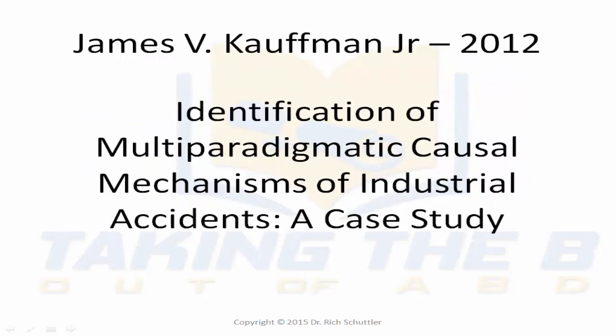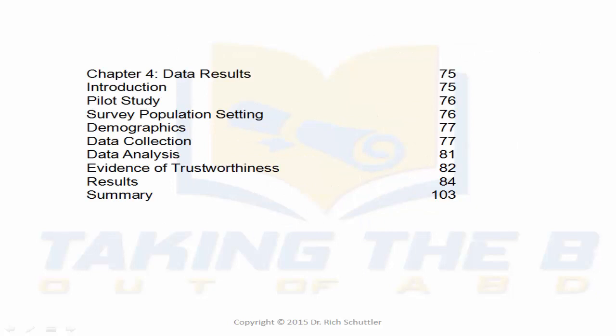Now, Dr. James Kaufman, in his 2012 dissertation titled Identification of Multi-Paradigmatic Causal Mechanisms of Industrial Accidents, a Case Study, provided his chapter 4, as you see here. It started on page 75 and ended roughly on page 104 by the time he finished his summary. So you're looking at, what, 75, 85, 95, almost 30 pages, yes. So again, you're seeing that they average about 20 to 30 pages.